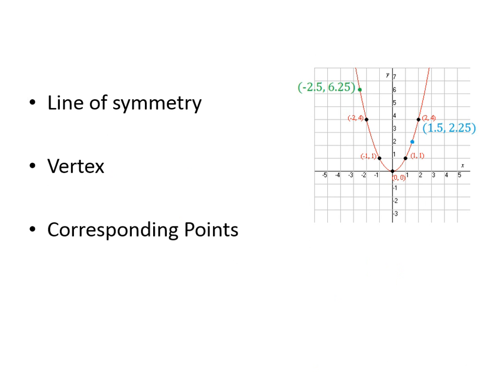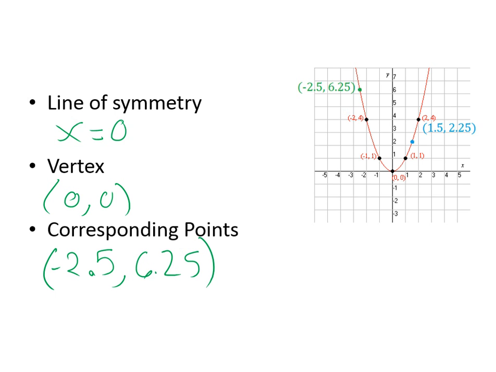All right. Line of symmetry, vertex, corresponding points. So in this example, our line of symmetry would be at x equals 0. Our vertex, our turning point, is at 0, 0, as we can identify. And now our corresponding points. So the first one we have is negative 2.5, 6.25. And our corresponding point here would be on the opposite side of it, which would put it right around there.